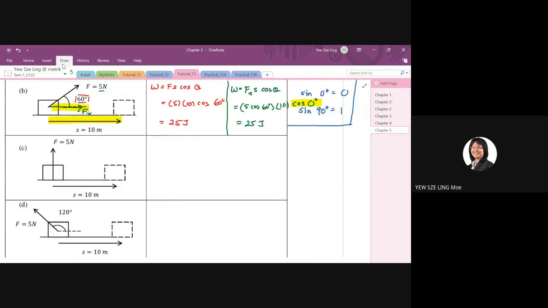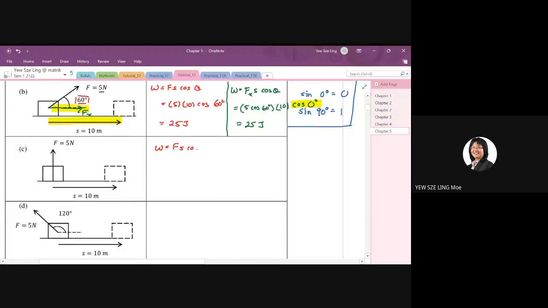Okay, now let's look at question C. Question C, very simple. You don't even have to calculate it. But of course, now in the exercise, I'm going to show you the calculation as well. So W equals Fs cos theta. Okay, so you have an F, which is 5, and then S, which is 10.